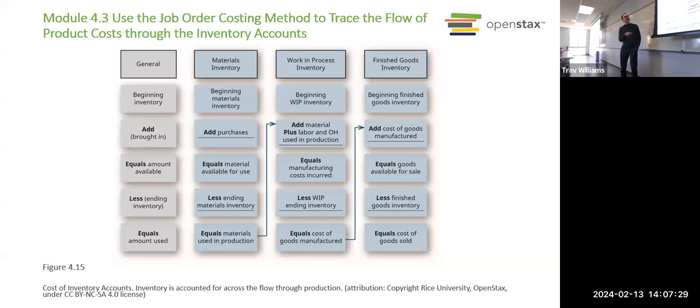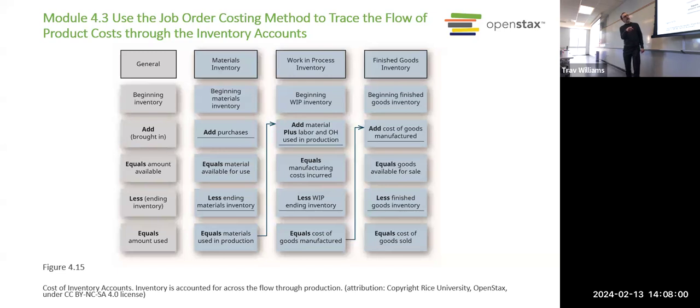Let's see how it applies at each phase. So your raw materials, well, you know how much raw material you have at the beginning of a period, right? And then you can add any new purchases of raw materials. At the end of the period, subtract how much raw materials you still have, and that tells you how much got transferred out on the factory floor, meaning actually got used in production.